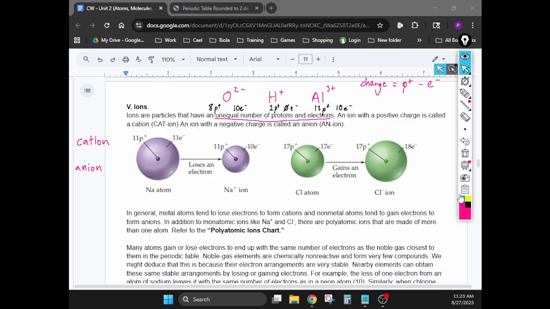Easy way to remember it is if you like cats, cats are positive. And Anne is the name of the girl that rejected me in kindergarten. So Anne is bad. Okay, Anne is negative. We don't like Anne. So cation is positive, anion is negative. Boo Anne.